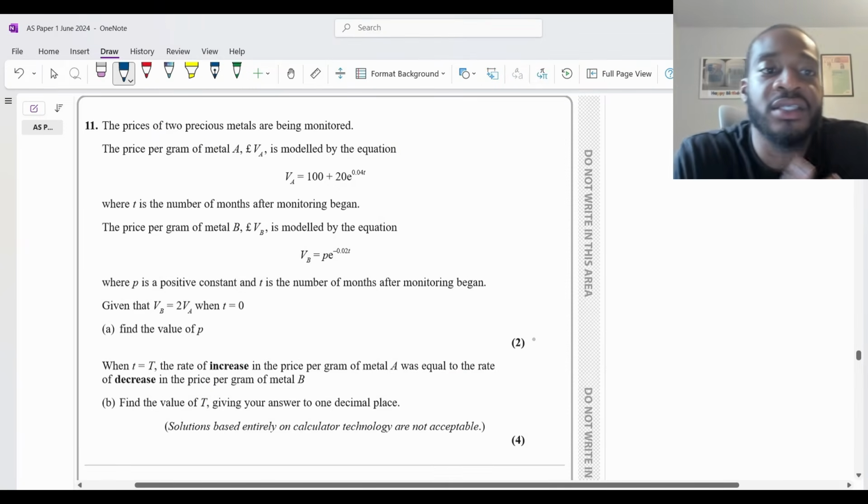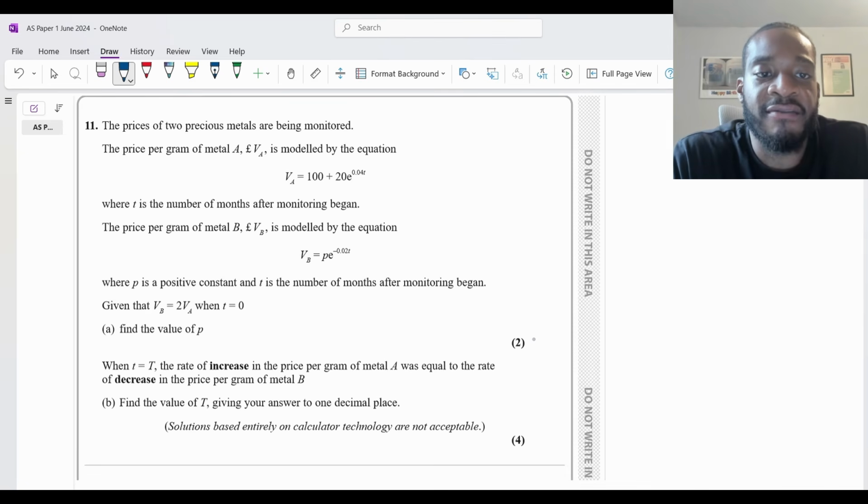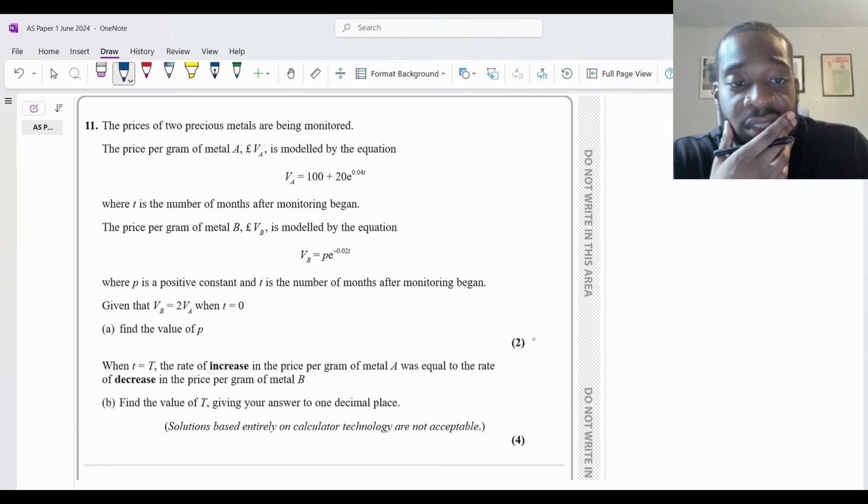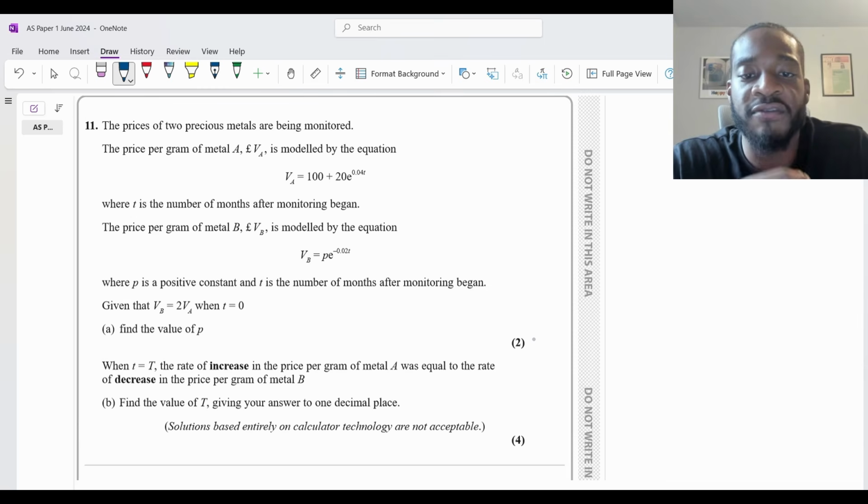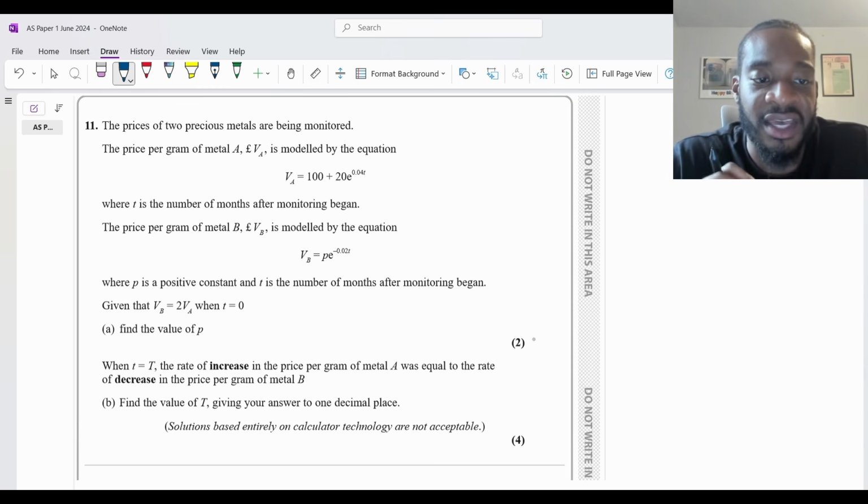Okay, so question 11 says the prices of two precious metals are being monitored. The price per gram of metal A, VA pounds, is modeled by the equation VA is equal to 100 plus 20e to the 0.04t, where t is the number of months after monitoring began. The price per gram of metal B, VB pounds, was modeled by the equation VB is equal to Pe to the negative 0.02t, where P is a positive constant and t is the number of months after monitoring began. Given that VB is equal to 2VA when t is equal to 0, find the value of P for part A, and this is 2 marks.